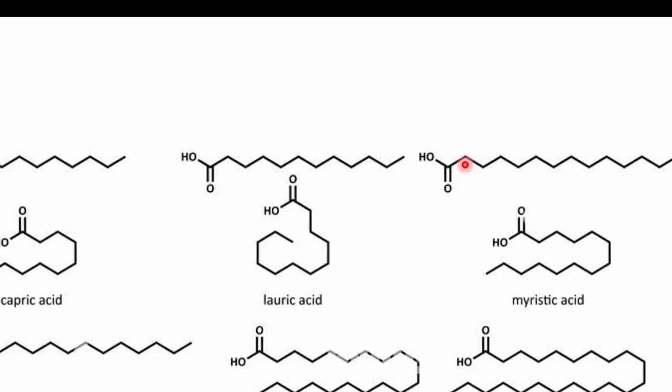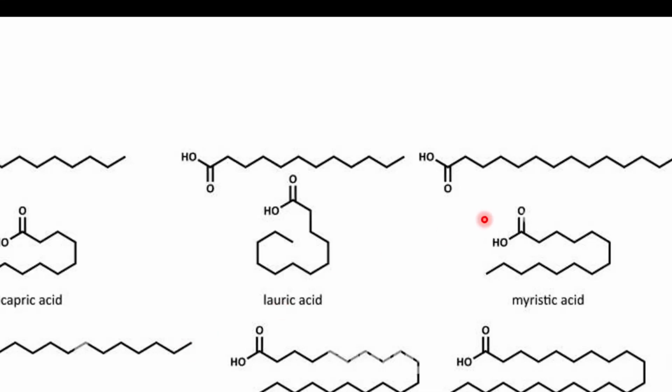Myristic acid on the other hand, 1, 2, 3, 4, 5, 6, 7, 8, 9, 10, 11, 12, 13, 14. 14 carbons for myristic acid. For palmitic acid, 1, 2, 3, 4, 5, 6, 7, 8, 9, 10, 11, 12, 13, 14, 15, 16. 16 carbons for palmitic acid. And we have stearic acid, 1, 2, 3, 4, 5, 6, 7, 8, 9, 10, 11, 12, 13, 14, 15, 16, 17, 18. All the options were ranging from 14 carbons to 16 carbons to 18 carbons, and finally we have 20 carbons.